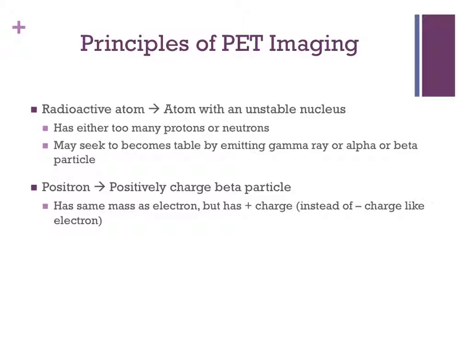Radioactive atoms are used, and these are atoms with an unstable nucleus. It either has too many protons or too many neutrons. Atoms may seek to become more stable by undergoing a nuclear transmutation with the emission of a particle such as a gamma ray or an alpha or beta particle. A positron is a positively charged beta particle, and it has the same mass as an electron.